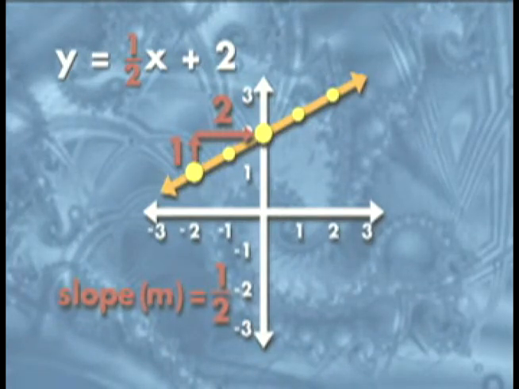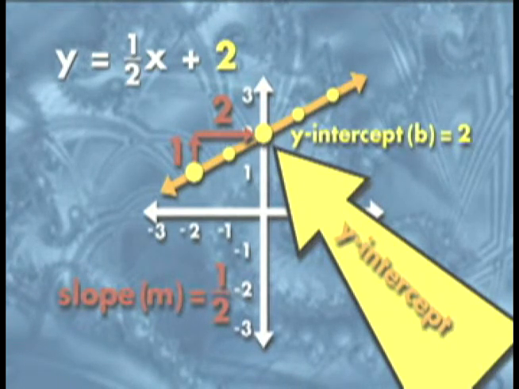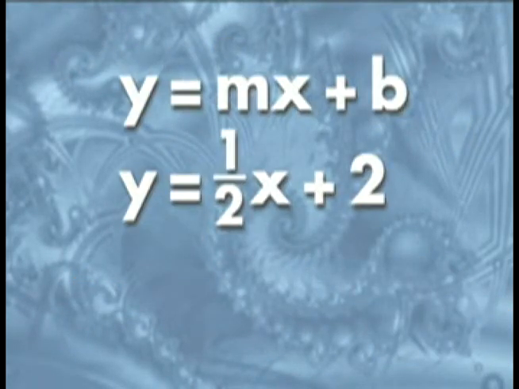To find the y-intercept, we look to the place on the graph where the line crosses the y-axis. This happens at the point (0, 2). So the y-intercept is 2. We see it on the graph and in the equation. So you see how the equation y = 1/2 x + 2 includes 2 pieces of information about the line that is its graph, its slope, and its y-intercept. This is why an equation in the form y = mx + b is said to be in slope-intercept form.